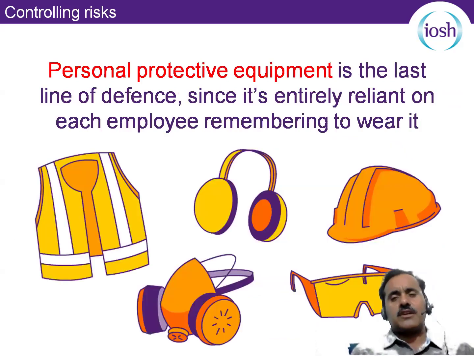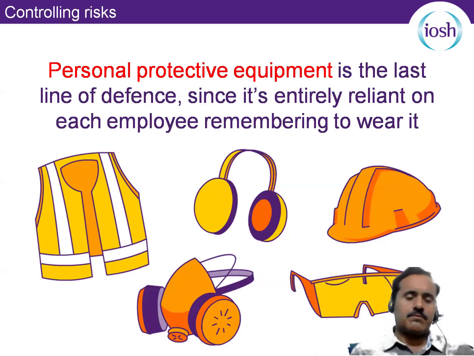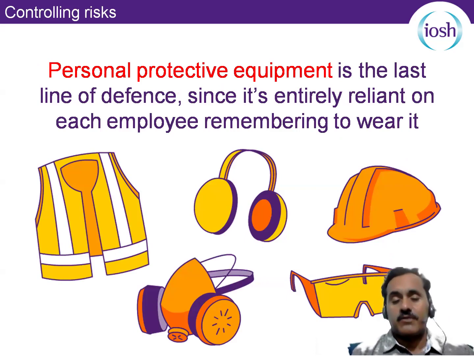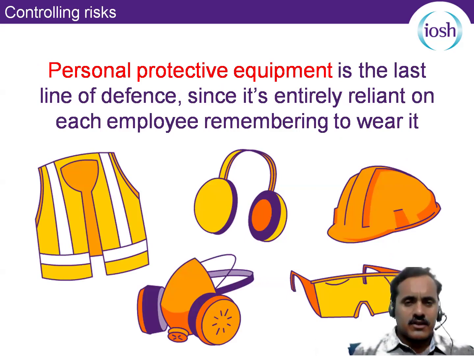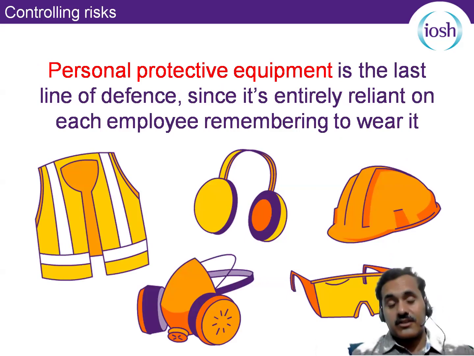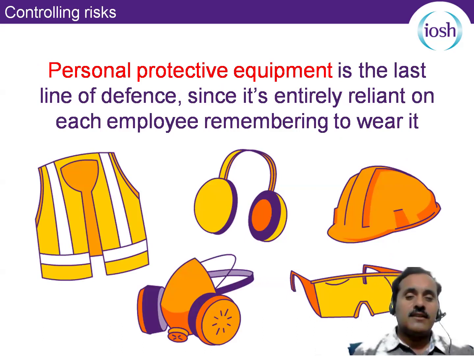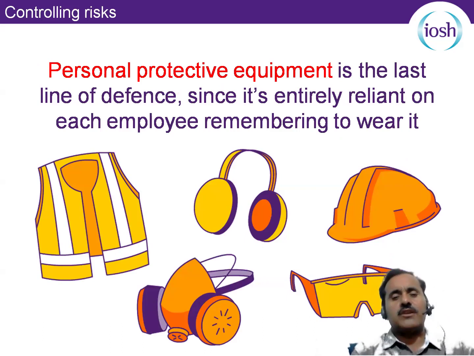The last one is personal protective equipment. This is the last line of defense, since it is entirely reliant on each employee remembering to wear it. We all know that personal protective equipment is used as a last line of defense, or a last level of control. Once all your efforts to control the risk are over, in the form of eliminate, reduce, preventing contact, and safe system of work, if there is still a residual risk that is unacceptable, then as the last option, we can provide personal protective equipment to the workers.